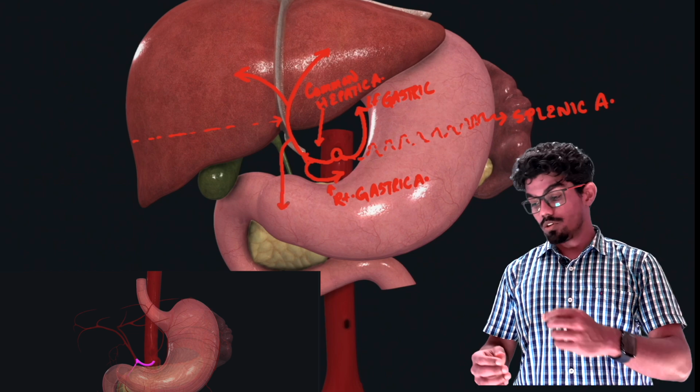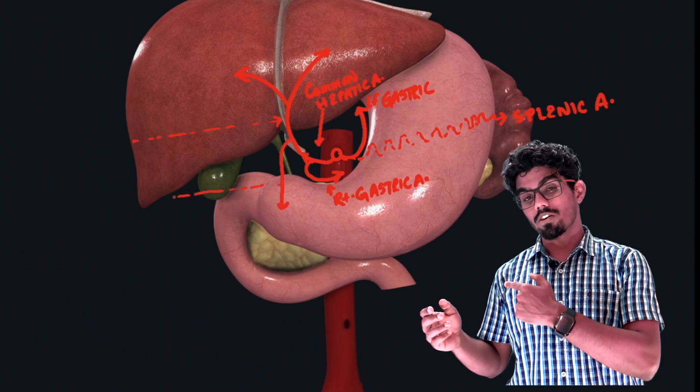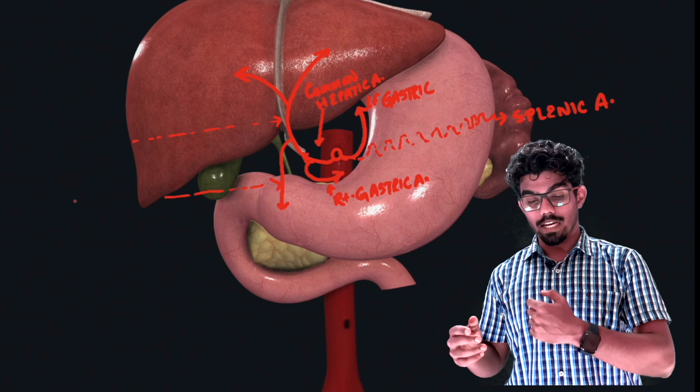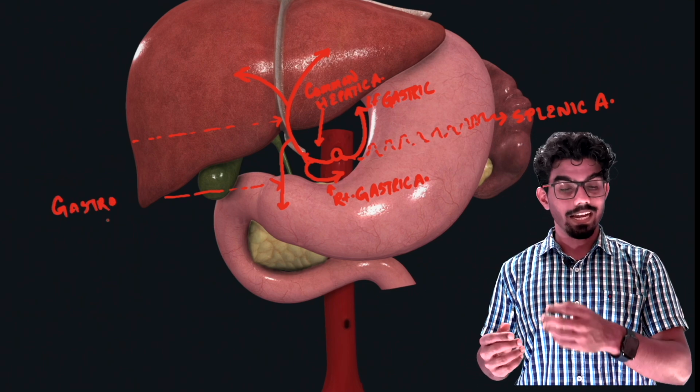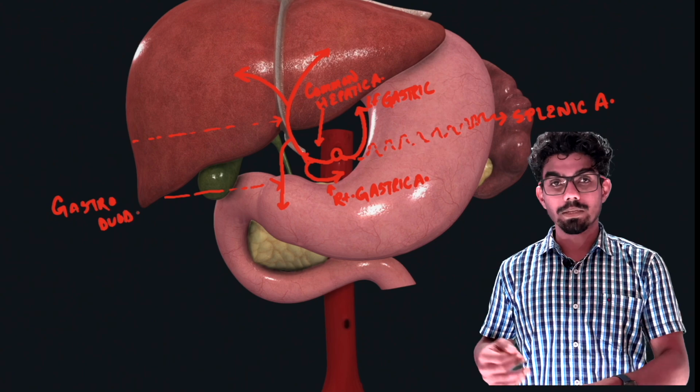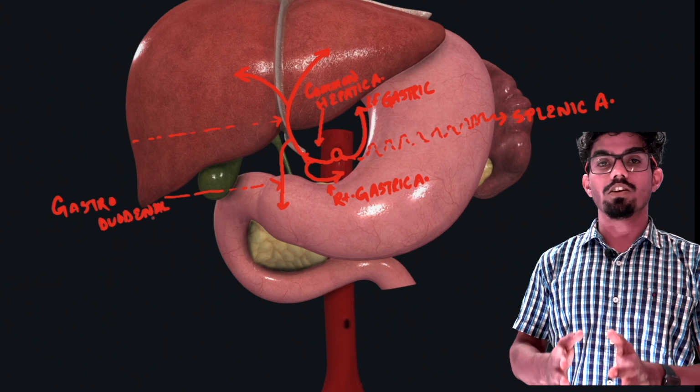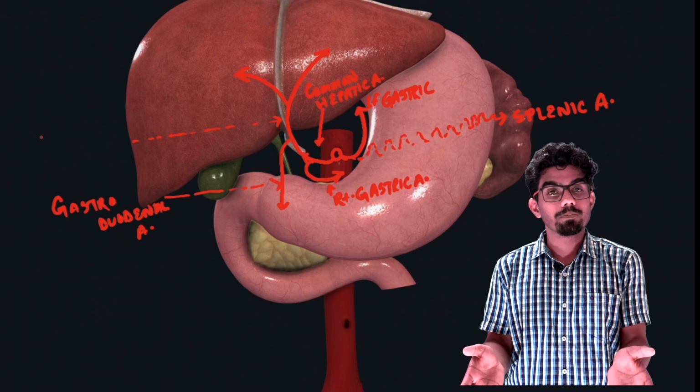Okay, so one branch goes towards the liver called the hepatic artery proper, another branch goes downward which supplies part of the antrum, the duodenum and the pancreas. This branch is called the gastroduodenal artery.